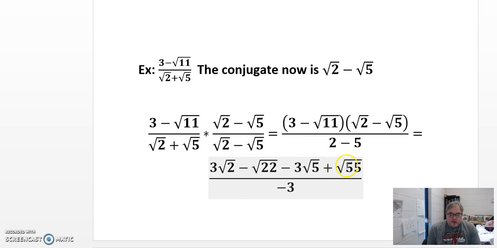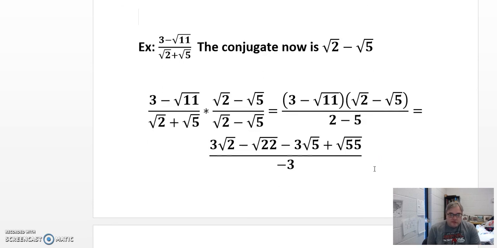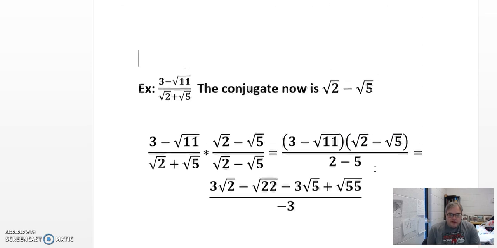And on top, when you FOIL it out, you're going to get that. And I should look at each one of these radicals and think, can I simplify it? Are there any numbers I can divide into these that I can take square roots of? And the answer is no. So let's simplify completely. And that's it for this video.